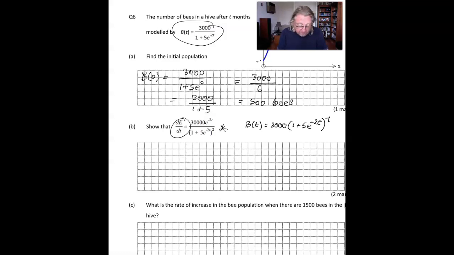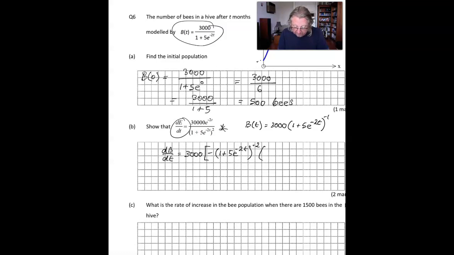So that's what we should do. We should rewrite it in that form. Those who did use the quotient rule, it will work because the derivative of 3,000 is 0. But much easier if you rewrite it like this. And so now dB/dt is 3,000, just being a constant, times by minus, that minus 1 comes down in front, 1 plus 5 times e to the minus 2t. Now this becomes to the power minus 2.